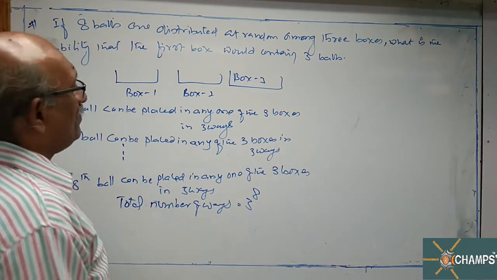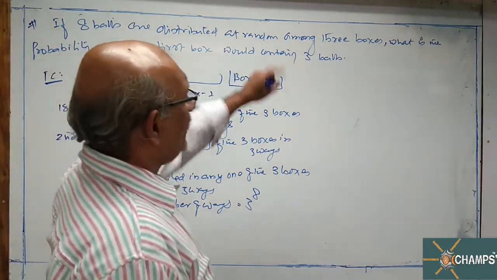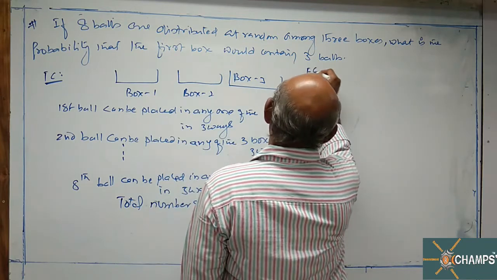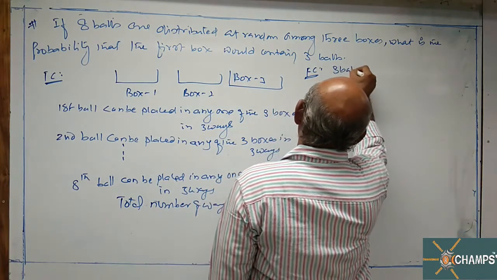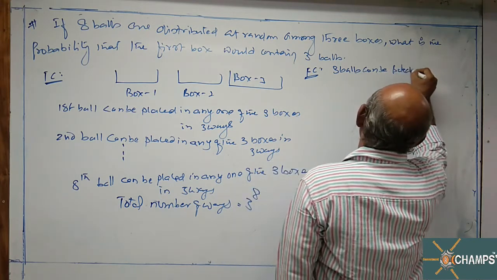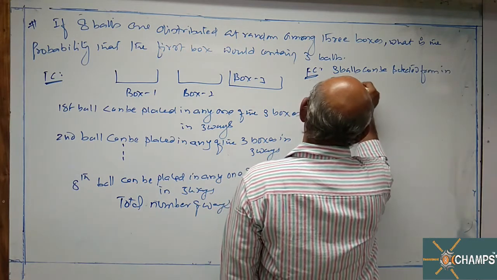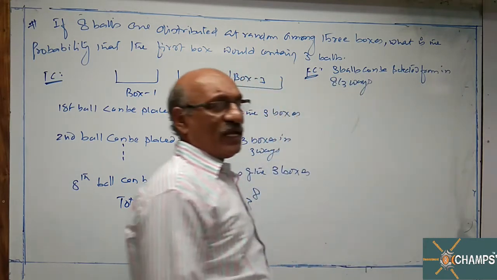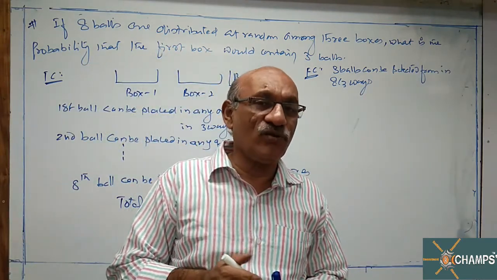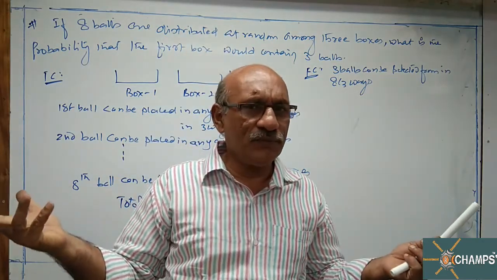Now look at the favorable case. What is the probability that first box will contain 3 balls? So favorable cases, 3 balls can be selected from 8 in 8C3 ways. Why am I selecting 3 balls? Because I have to put 3 balls in box number 1. Any 3 balls you can put.